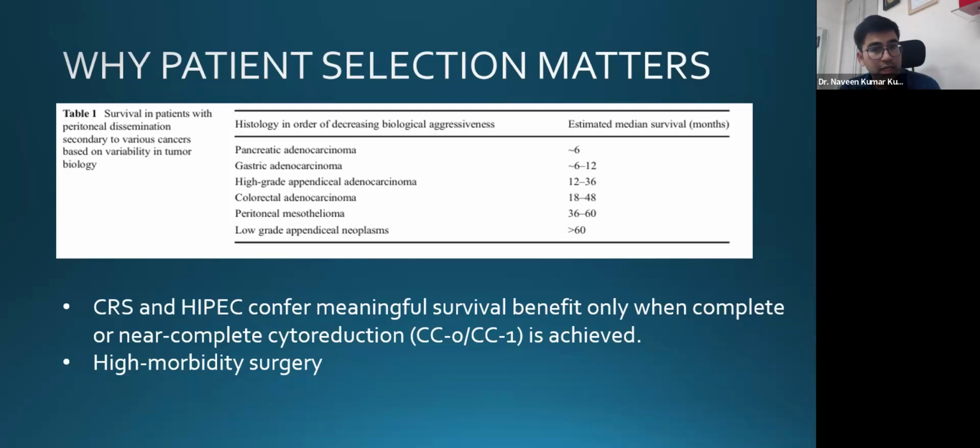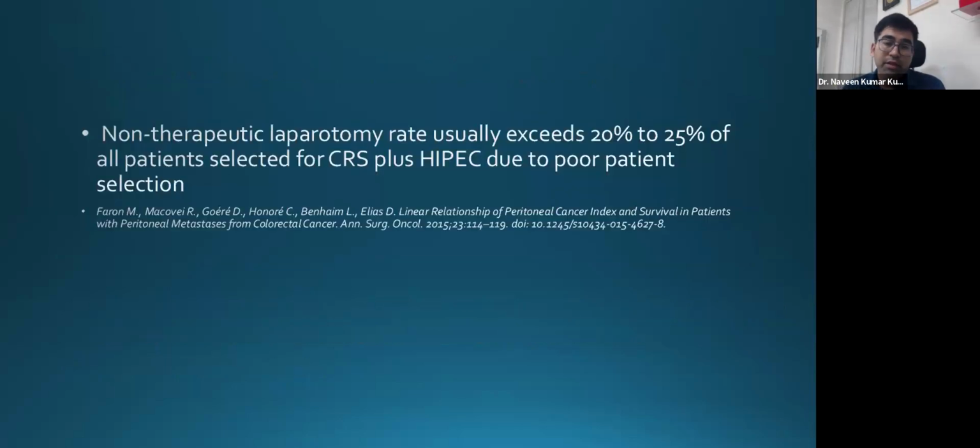Now, cytoreductive surgery with HIPEC can confer a meaningful survival benefit only when it is an optimal cytoreduction, that is, a CC0 or CC1 is achieved. So the patient selection is very, very important. Again, the surgery itself is a morbid surgery, so we have to take all these things into account and then accordingly plan a particular patient. Now, the incidence of non-therapeutic laparotomies usually exceeds a rate of 20 to 25% for patients who have been taken for CRS and HIPEC just because of poor patient selection.